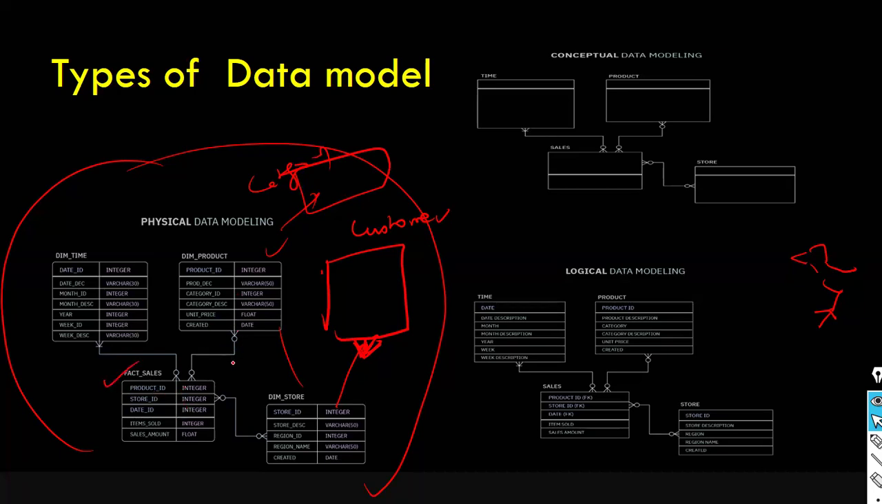Look here, next to the product, we can see the crow's feet. That means multiple products are there here. Multiple, many. This is the many side. Okay, and each product can appear multiple times here, right? Each product can appear in multiple invoices, right?